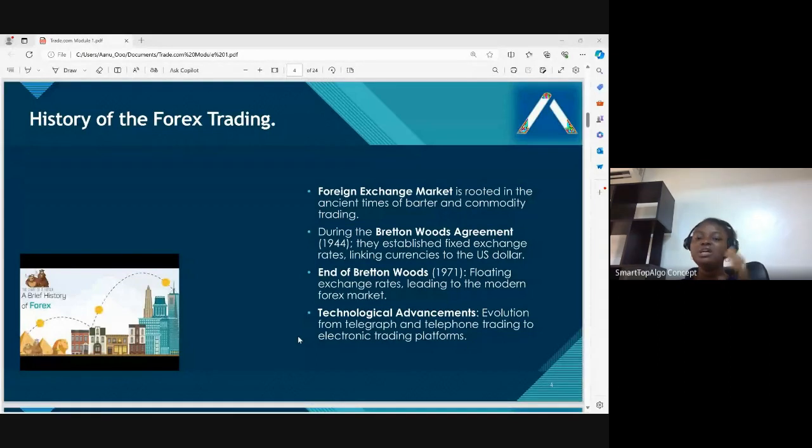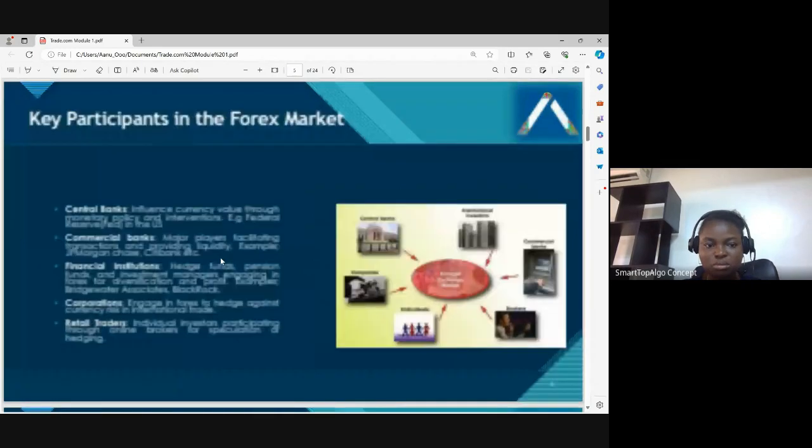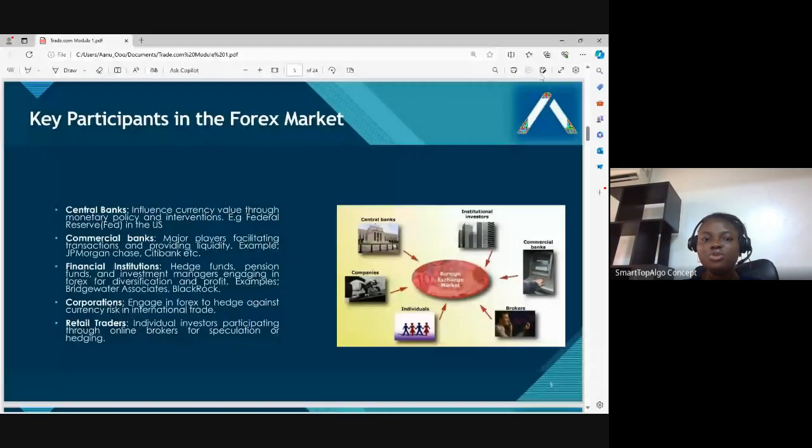So basically, the essence of why we are learning this is to make money from the fluctuation, not from international trade. So we basically want to make money from the fluctuation of different foreign exchange rates. Okay, so let's move away from history and let's go on from there. Now, with this, let's look at who the key players are in the foreign exchange markets.